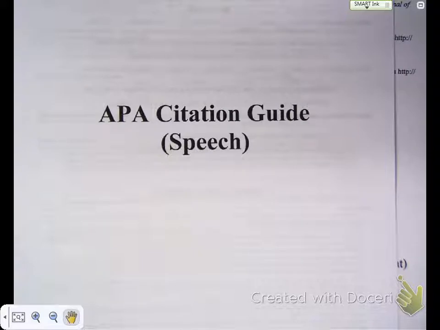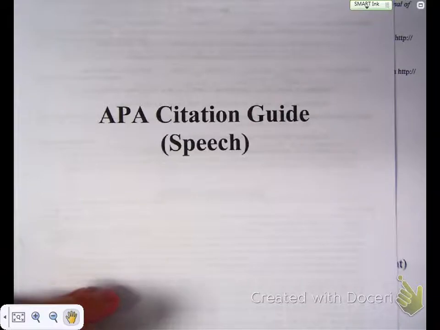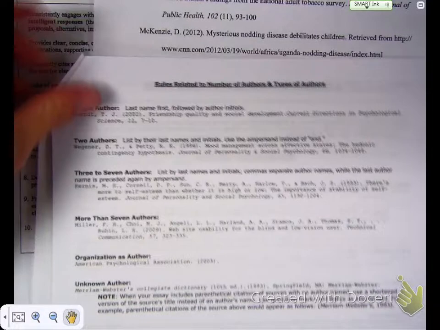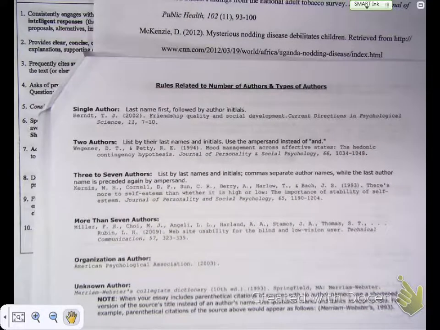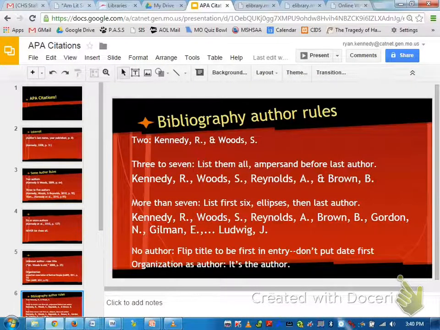So next I want to highlight some things that occur in your APA citation guide so that you can make citation and reference page entries that are correctly formatted and contain the correct information. So break out your APA citation guide, and the first thing you'll want to do is flip to the rules related to numbers of authors and types of authors.